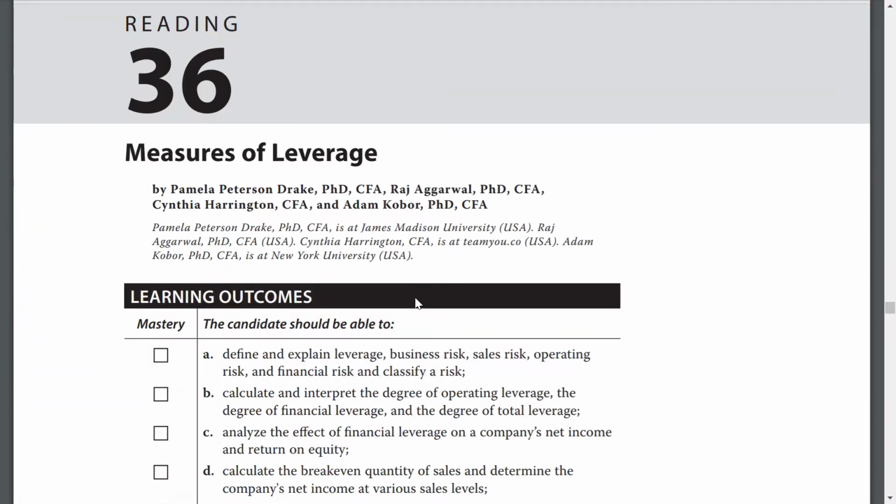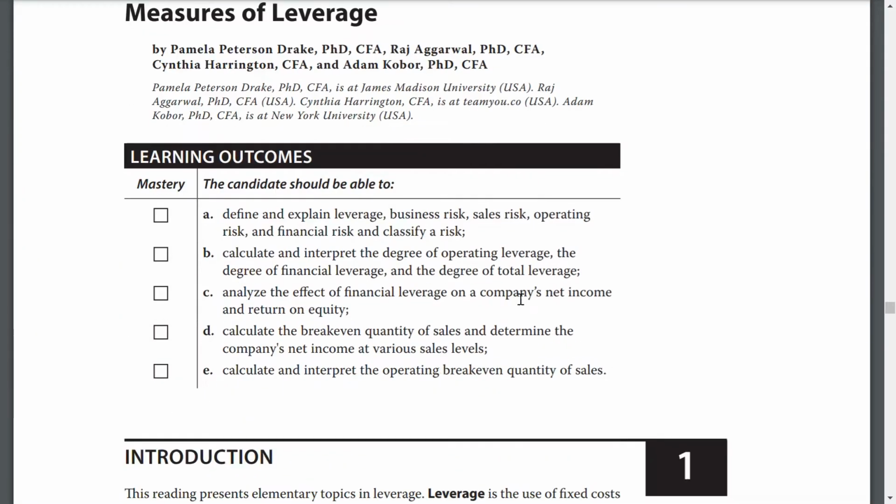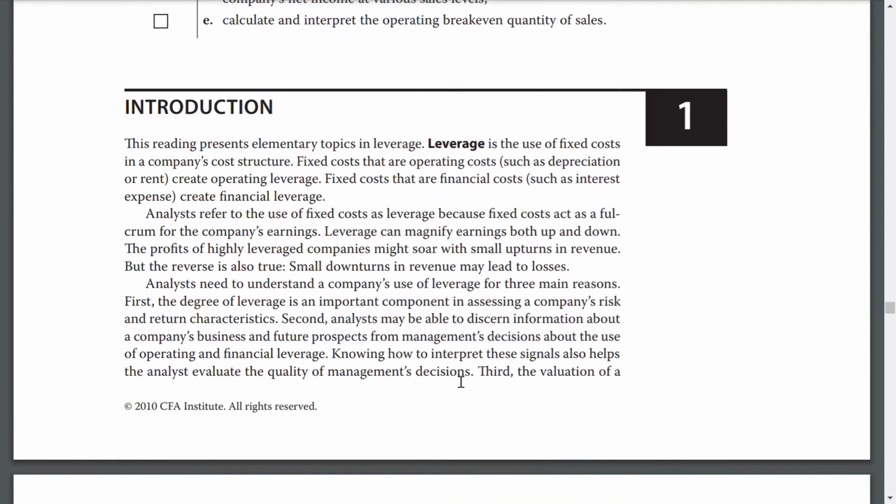Reading 37, measures of leverage, learning outcomes. The candidate should be able to define and explain leverage, business risk, sales risk, operating risk, and financial risk, classify a risk, calculate and interpret the degrees of operating leverage, the degrees of financial leverage, and the degrees of total leverage. Analyze the effects of financial leverage on a company's net income and return on equity. Calculate the break-even quantity of sales and determine the company's net income at various sales levels, and calculate and interpret the operating break-even quantity of sales. Introduction: this reading presents elementary topics in leverage.